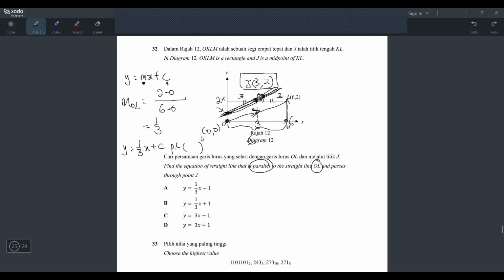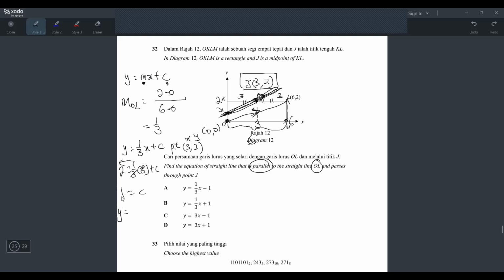So the only point we can use here is (3, 2), right? So this 3 you will put inside x, this 2 you put inside y. And then after you put in the x, y, then you can find your c already. So your y is 2, so equals to 1 over 3, x is 3, then plus c, right? So this one you can cut, left with 1, and then 1 you can move here, become 2 minus 1 is 1.